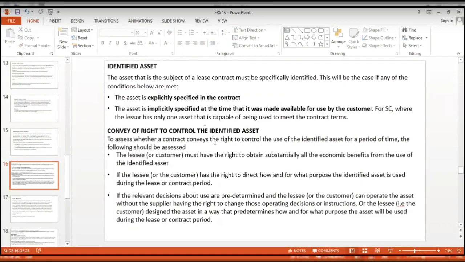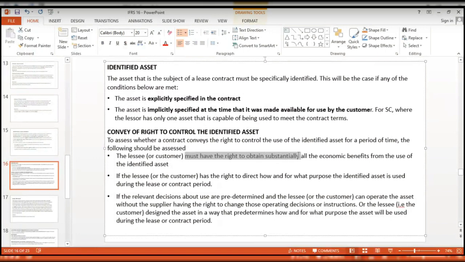Conveying the right to control. To assess whether a contract conveys the right to control the use of an identified asset for a period of time, the following should be assessed. First, the lessee or a customer must have the right to obtain substantially all economic benefits. That is the right to use it the way he likes. Second, the lessee or the customer has the right to direct how and for what purpose the identified asset is used. So the lessor does not have a say on what the lessee does with the asset. That's another way of knowing whether the right has been conveyed to the lessee.